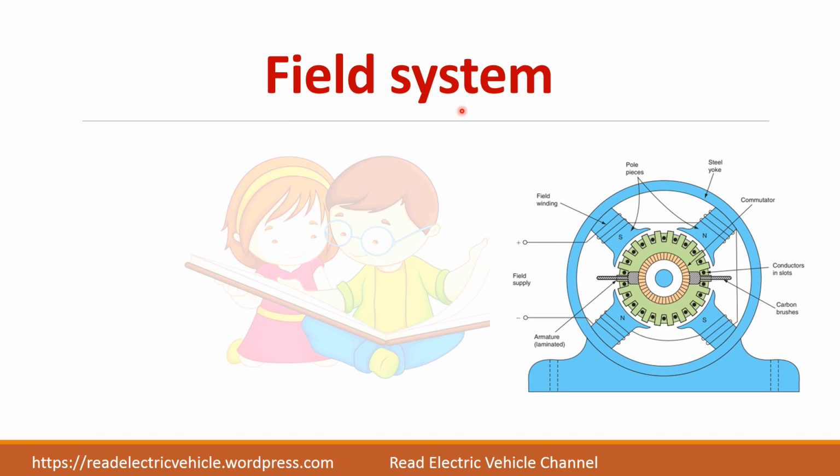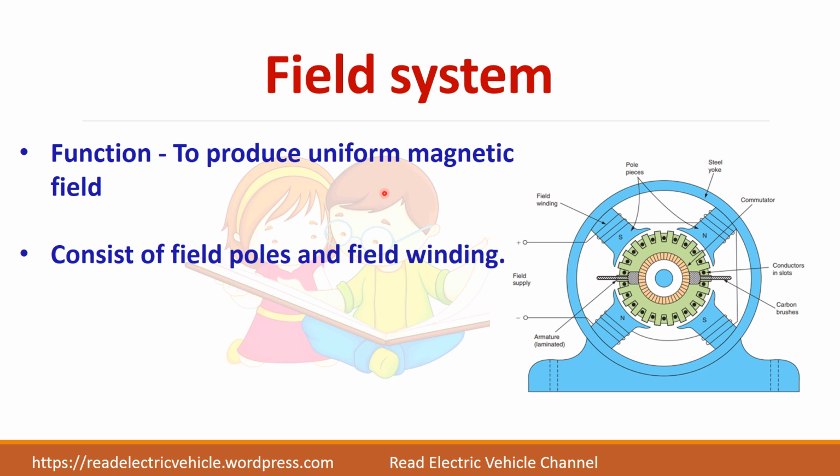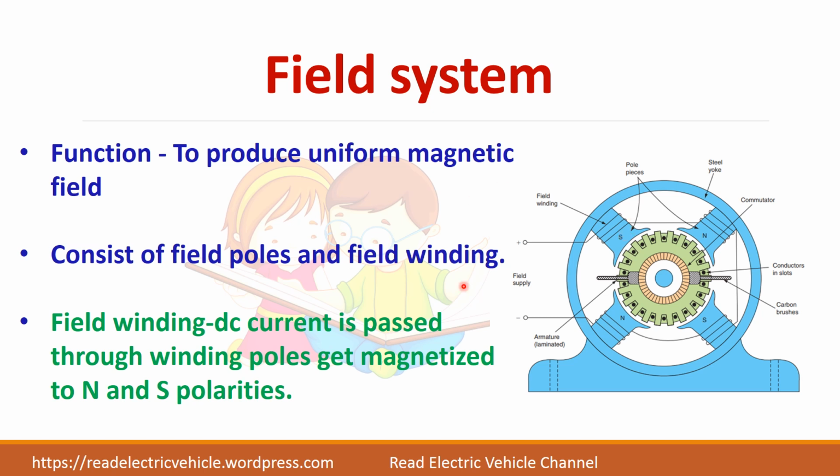First one is the field system. Its function is to produce a uniform magnetic field, and it consists of field poles and field winding. In the field winding, we will pass a DC current, and they get magnetized to north and south polarity. Depending upon in which direction you wind the windings, it will attain north and south polarity.